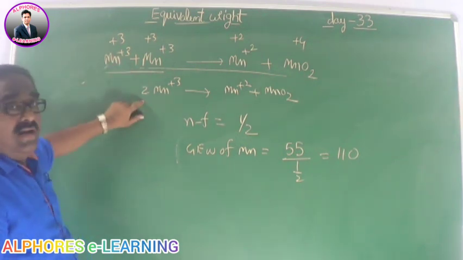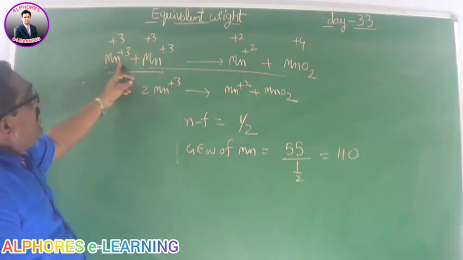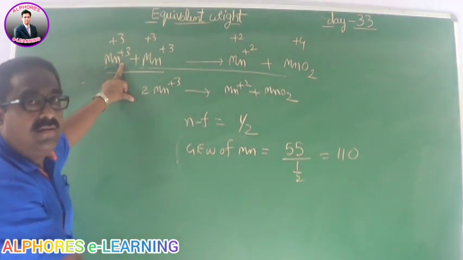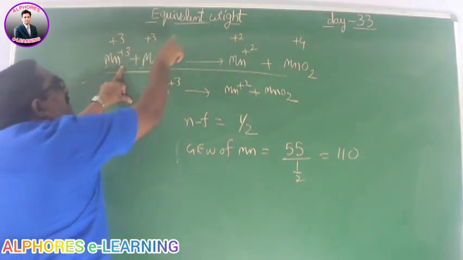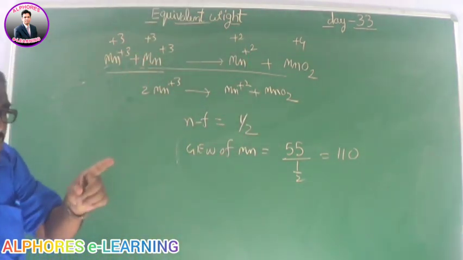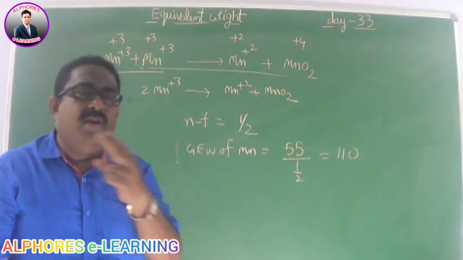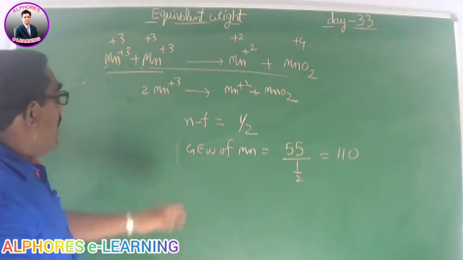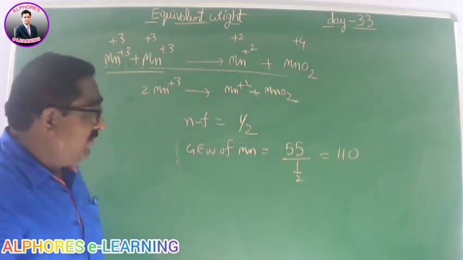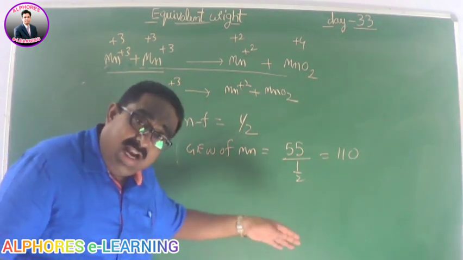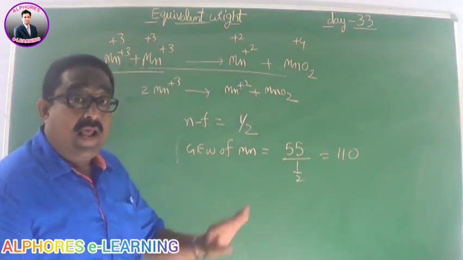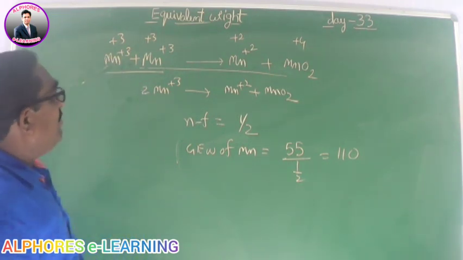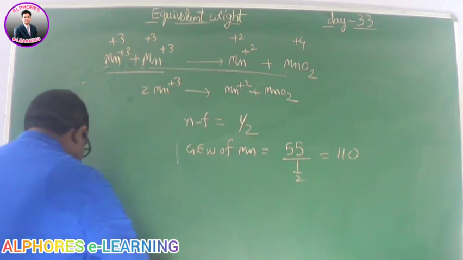You observe here, not here. Here, 1 Mn3+ is changing into Mn4+. It means if it has to lose 1 electron, that electron should be gained by the second Mn3+ which changes into Mn2+. It means only 1 electron is transferring between 2 Mn3+ ions. That's why I have written N factor as 1/2. And finally, the equivalent mass of manganese is equal to 55 divided by N factor 1/2, that is 110, more than its atomic mass. Once again, please note down, students. I will go for the next question.